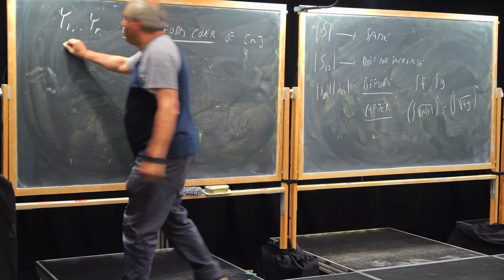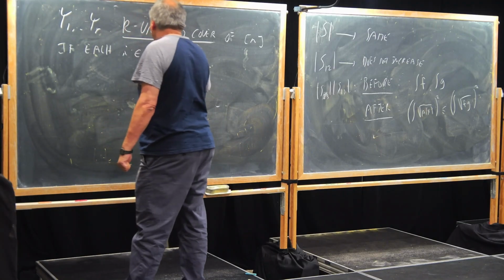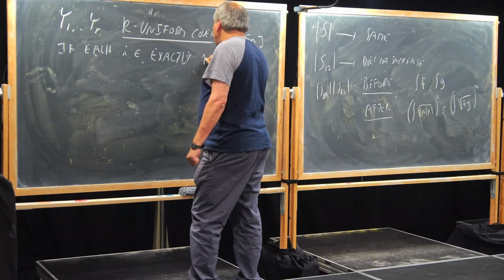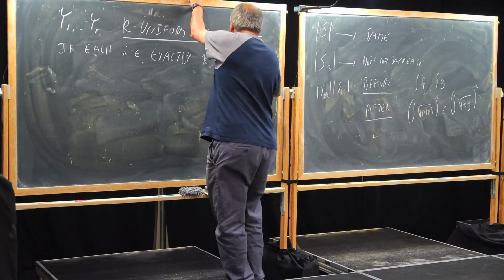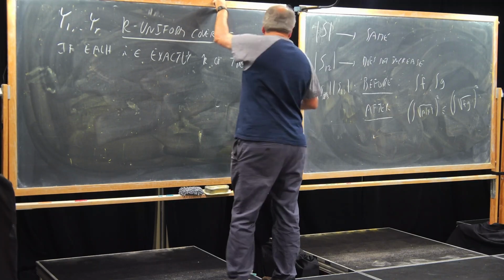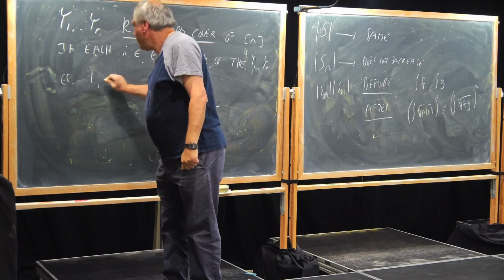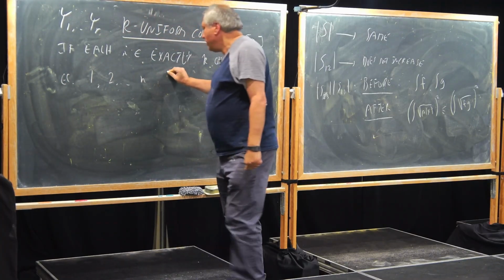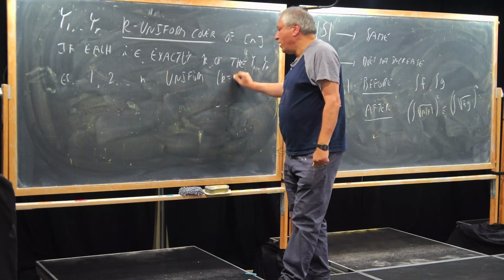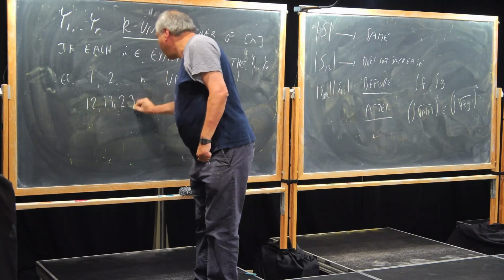If each i belongs to exactly k of the y1 up to yr. So as examples, e.g., 1, 2 up to n is a uniform cover. Brackets, everything occurs once. The thing we just did, 1, 2, 1, 3, 2, 3 is a uniform cover. Everything's hit twice.